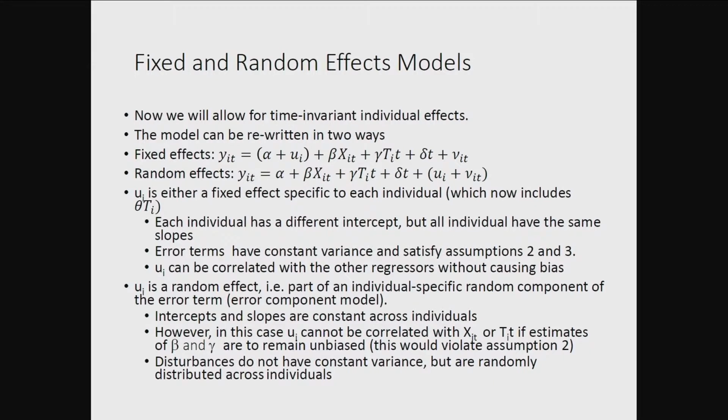So ui, which is the individual effect, can be correlated with other regressors without causing a bias. Why? Because in general, does multicollinearity lead to a bias in my estimation? No. Multicollinearity never leads to bias. It just affects the efficiency of the estimation. And we can have some problems where we cannot introduce some variables together, but multicollinearity does not lead to biased coefficients.